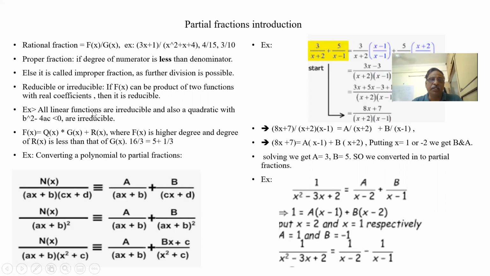All linear functions like 3x plus 1, x plus 5, cannot be further reduced to any factors, so they are irreducible. Suppose a quadratic has b square minus 4ac greater than 0, then we have two roots. If it is less than 0, there is no real root, so this is also treated as irreducible. When we do problems, we will better understand how this subject is useful in our mathematics.